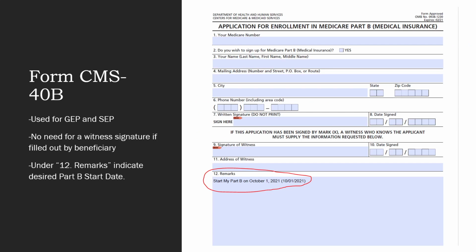So the two forms you need, the first one is Form CMS 40B. This is to begin Part B, to start it. You don't need the witness signature. That's only if the applicant is either blind or has some sort of disability. And then in the remarks section, that's where you would indicate when you want your Part B to start. For example, if I'm retiring in July and it's May, I can say start my Part B in July or in August, depending on when that coverage date for the group plan is set to end.